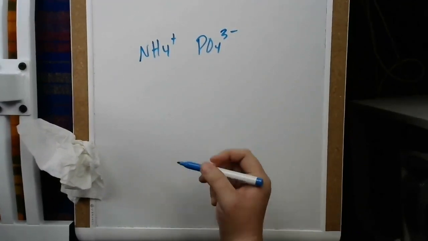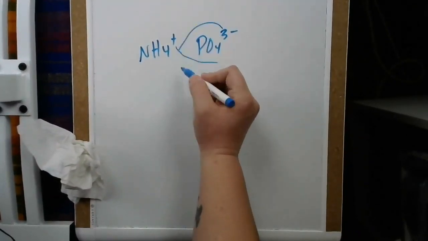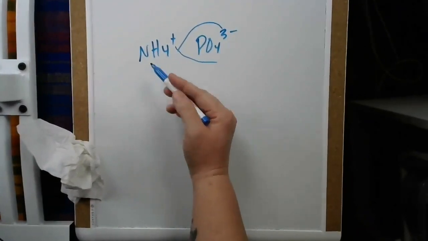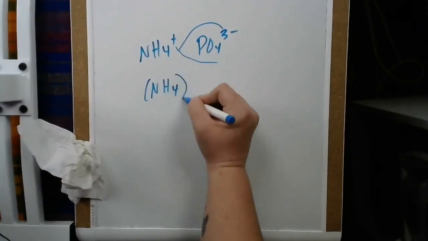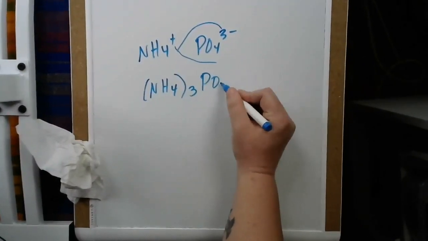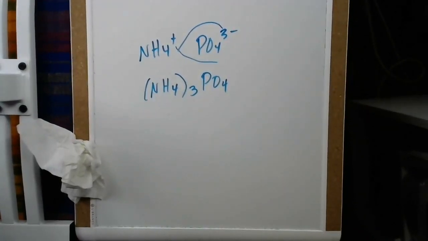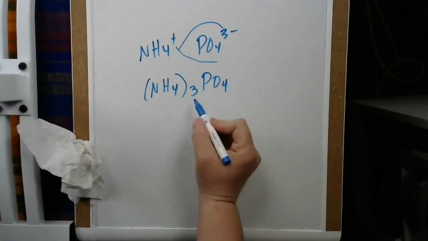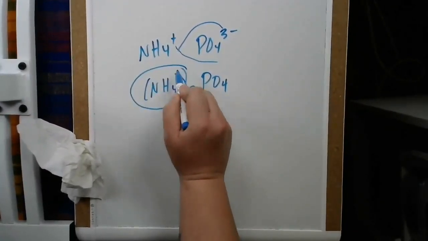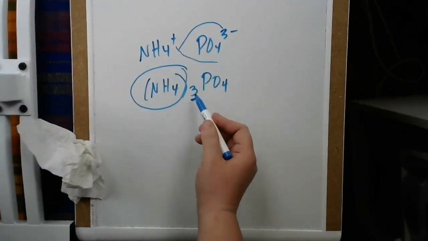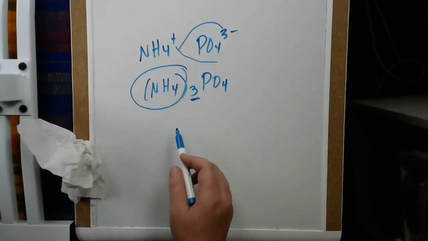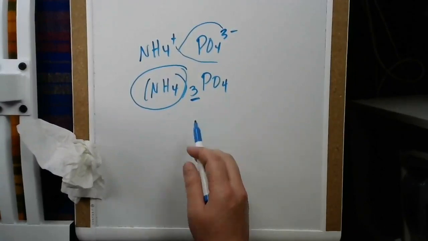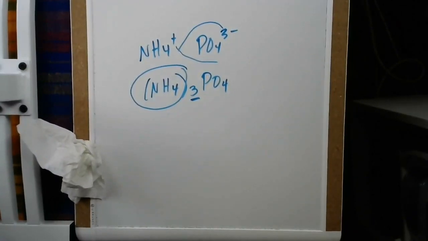So to start off with, we're going to do our swap here, and we're going to need 3 ammonium ions for every 1 phosphate. So our formula for this will be (NH4)3PO4. So notice that I have these parentheses around the NH4. That's because I want to indicate that I need 3 of the entire thing. Okay, I don't just need 3 extra sets of hydrogens. I need 3 ammoniums for every 1 phosphate. All right, so then you would name that ammonium phosphate.